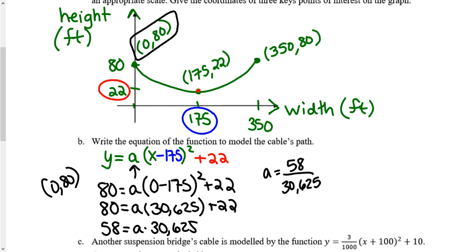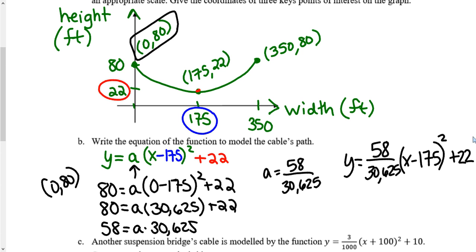If it were a fraction that reduced, I would reduce it, but it doesn't, so I'm going to leave it that way. So my final equation, y is 58 over 30,625, x minus 175 squared, and then the plus 22 on the end.